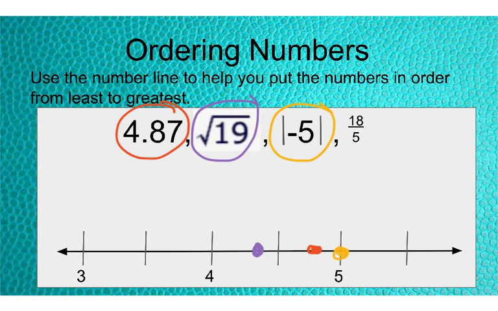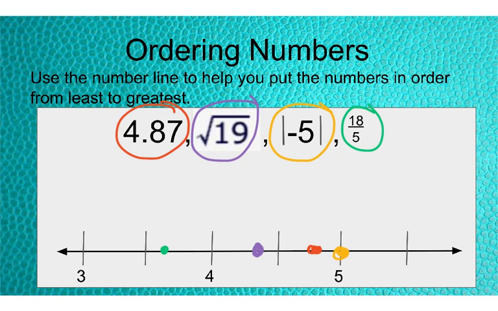And the last one that we see here is a fraction, 18/5. I could go ahead and do 18 divided by 5 or type it in my calculator, and I get 3.6. So 18/5 is somewhere between 3 and 4. If this is 0.5, 0.6 is just going to be a little bit further over.